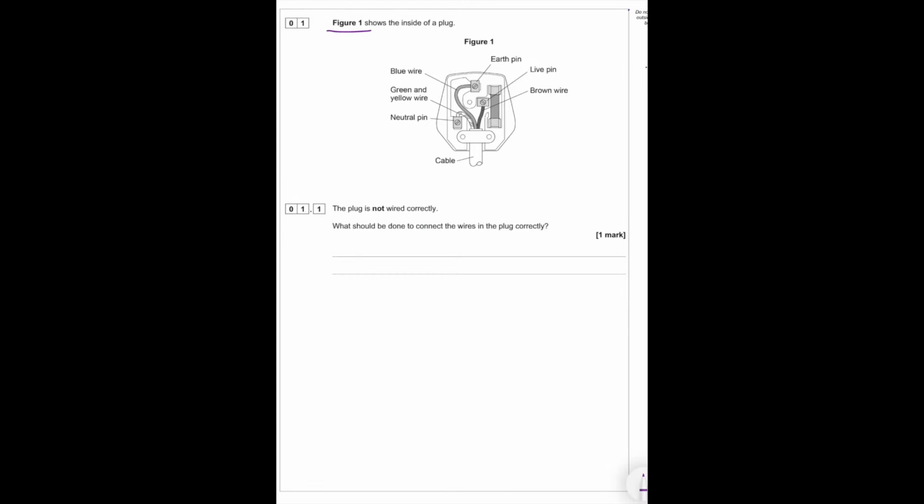Figure 1 shows the inside of a plug. We have the brown wire, the live pin, the earth pin, the blue wire, the green and yellow wire, and the neutral pin, and the cable. So what should be done to connect the wires in the plug correctly? So the blue wire needs to be connected to the neutral, and the green and yellow wire needs to be connected to the earth pin.